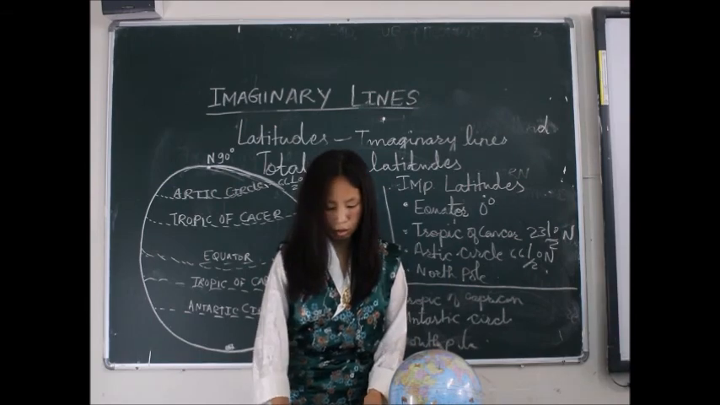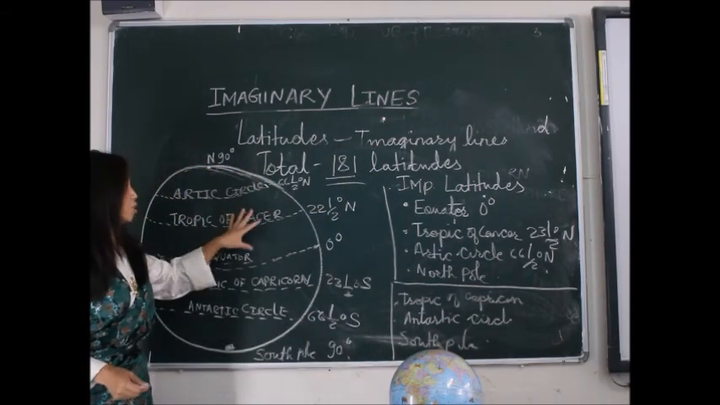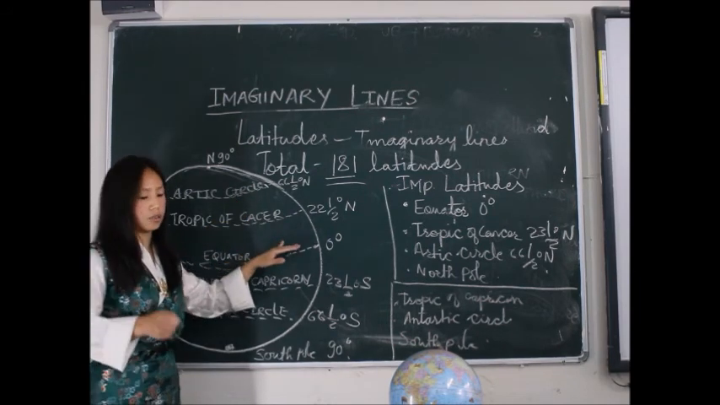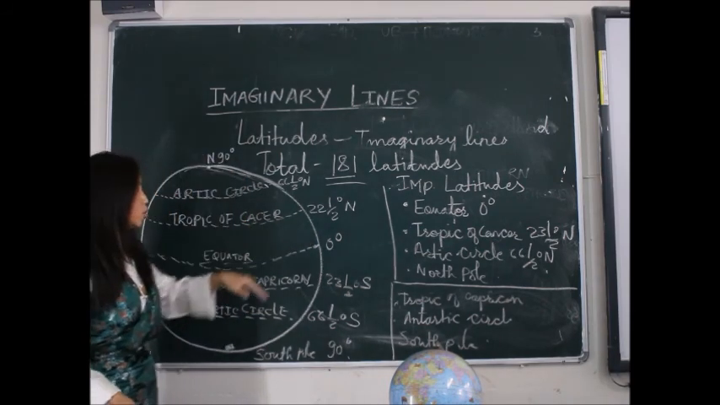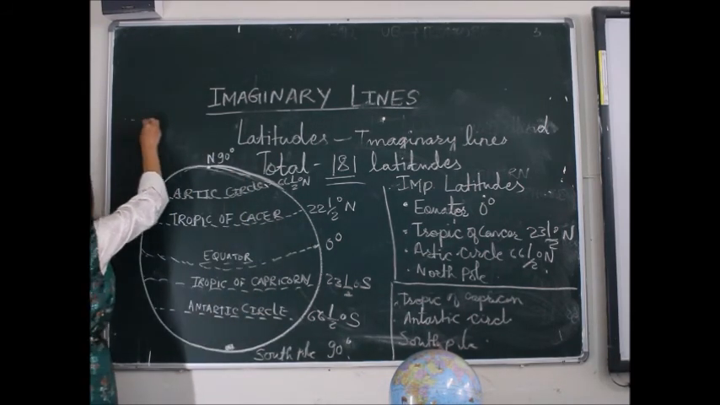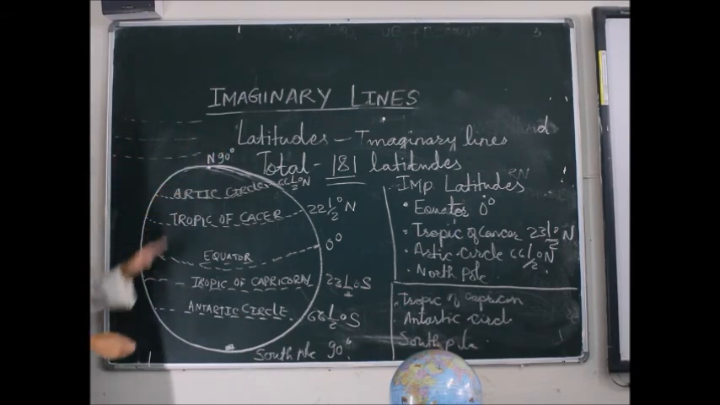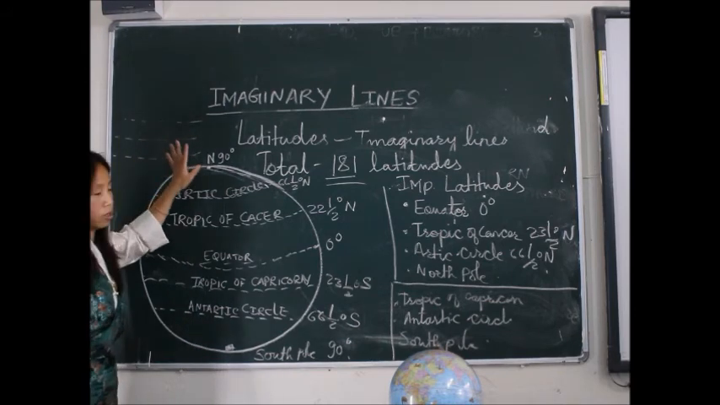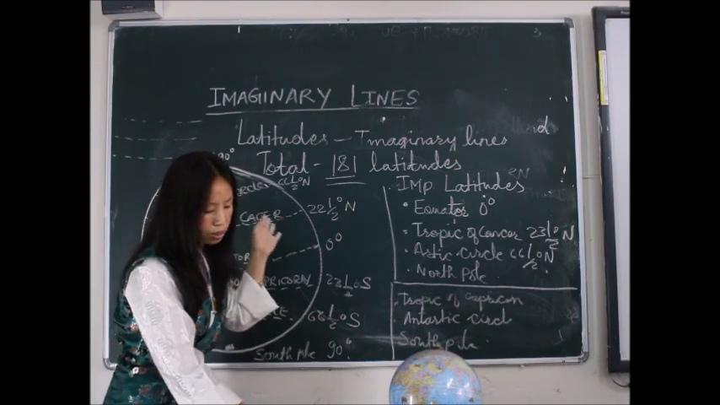So let us discuss the characteristics of the latitudes. What are the features of the latitudes? We have already done that latitudes are horizontal circles, and they run parallel to each other. Parallel lines means these lines are never going to meet each other at any point. So latitudes are parallel, they are horizontal.